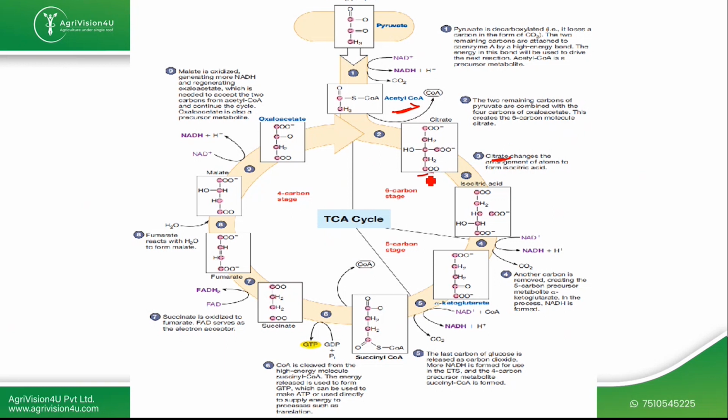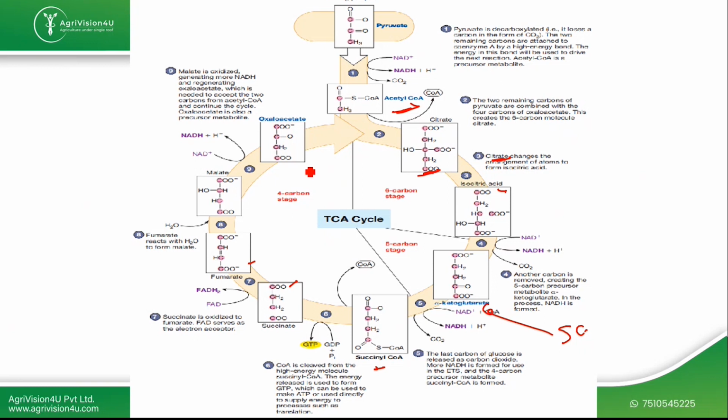This is your citrate. From citrate, it will form into isocitric acid. From isocitric acid, we get a 5 carbon compound, that is alpha ketoglutarate. Then from this, further succinyl CoA is formed. Then from succinyl CoA, we get succinate, then we get fumarate. All these are 4 carbon compounds. Then we get malate, we get oxaloacetate. At oxaloacetate, your TCA cycle will end.